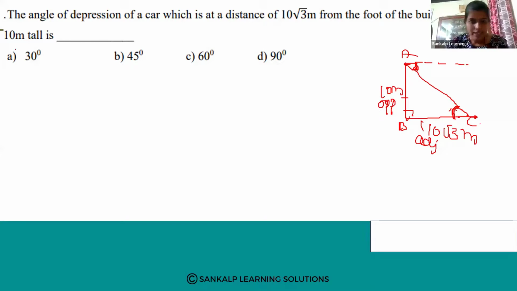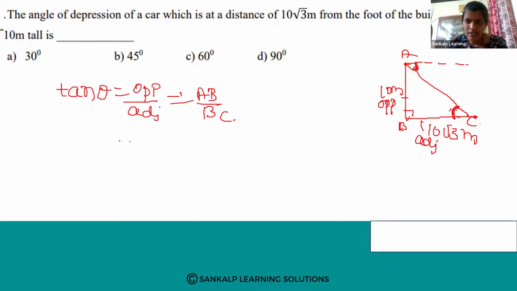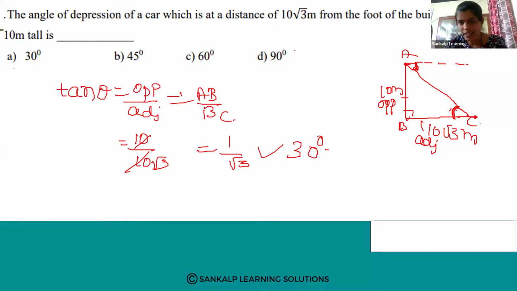Okay, how much is it? 10 meters. Okay, so tan theta, again you are considering tan theta because this is opposite side divided by adjacent side. So tan theta is equal to opposite side divided by adjacent side. So opposite side is AB divided by BC. So AB is 10, BC is 10 root 3. 10 and 10 will get cancelled. You will get 1 divided by root 3. So 1 divided by root 3 is equal to 30 degree. So this angle of depression is 30 degree. C is 30 degree. That means A is also 30 degree.